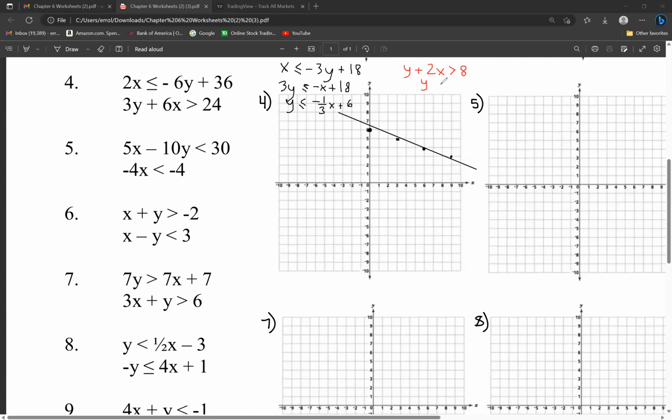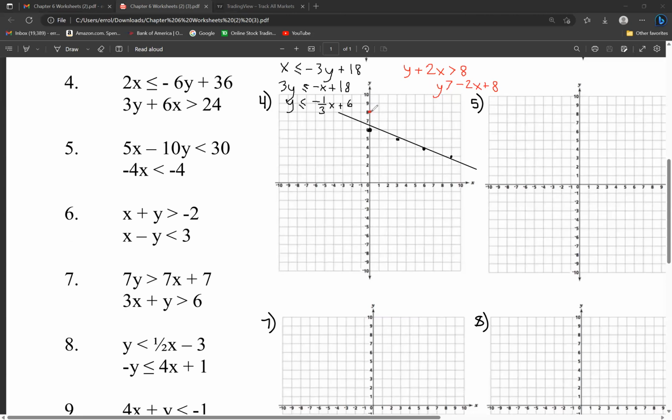y, what are we going to do now? Greater than, take the 2x to the right side. It's plus 2x on the left side. So what will it be on the right side? Minus 2x, the opposite sign. Okay, so how do I graph that? y greater than negative 2x plus 8. Start at 0, 8.